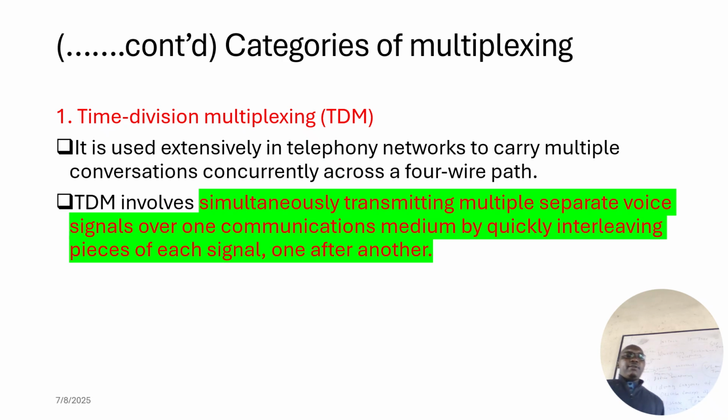So, time division multiplexing is used extensively in telephone networks to carry multiple conversations concurrently across a 4-wire path. But any question?